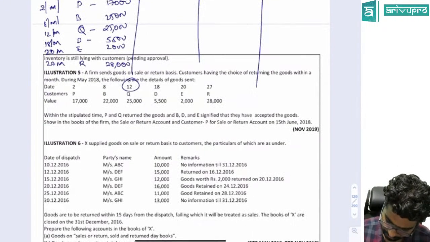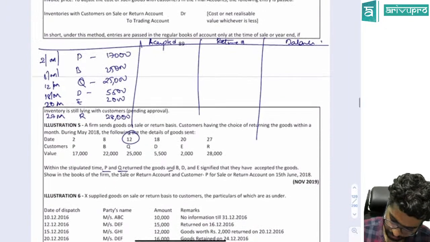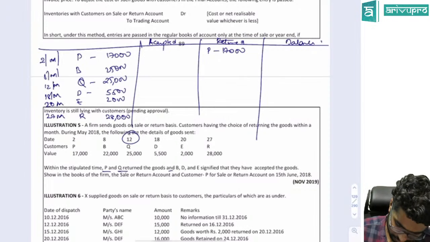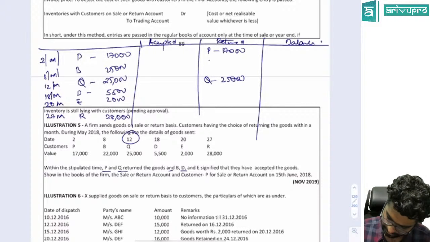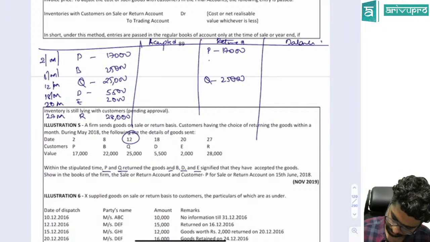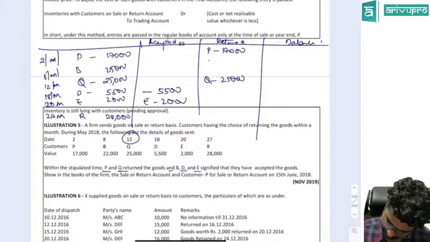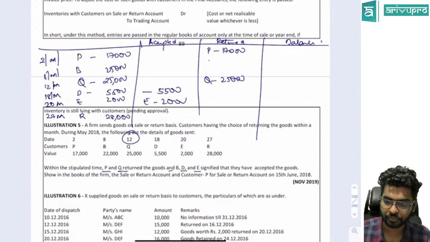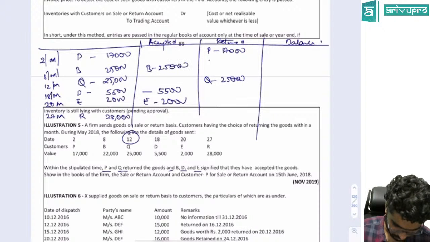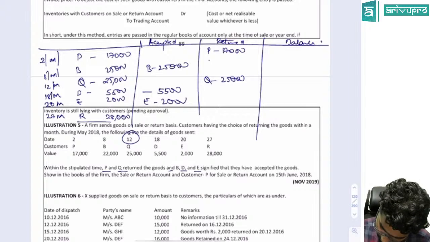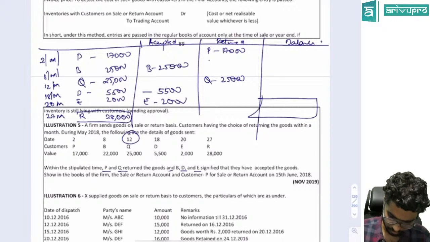Now, which all has been accepted? P and Q returned the goods. So, P 17,000 returned. Then Q 25,000 you have returned. D and E signified that they accepted the goods. D 5,500 and E 2,000 have given their acceptance. Then who else is there? B also has given an acceptance. Who's the last guy left? R. Done. So the balance left is guy R 28,000.